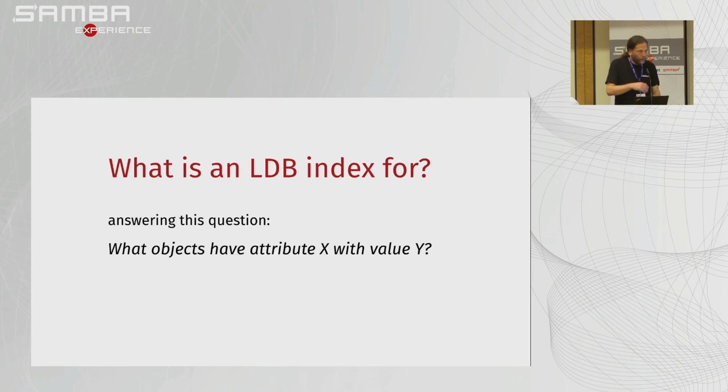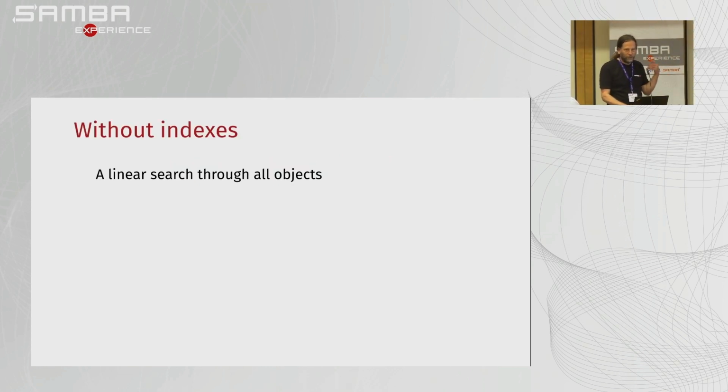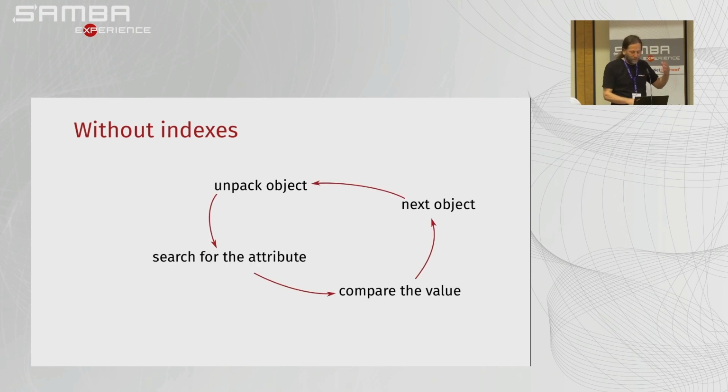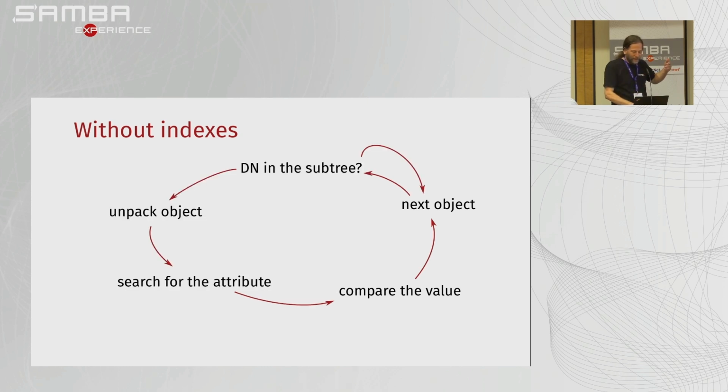Okay, so what is an LDB index for is like the first thing. And it's to answer the question of which objects have an attribute with a certain value. So if you want to know, like, a SAM account name with a certain SAM account name, the index will kind of point you straight there. Whereas if you don't have the index, you need to do a linear search through all the objects, which means you're traversing a database, you find an object, you unpack it, you search for the attribute, and then you compare the value.